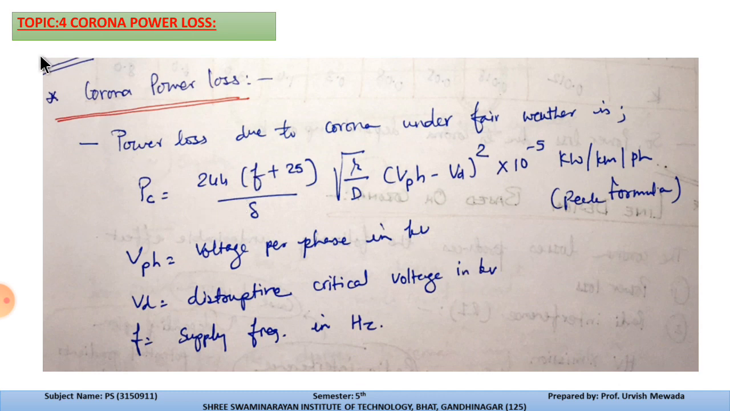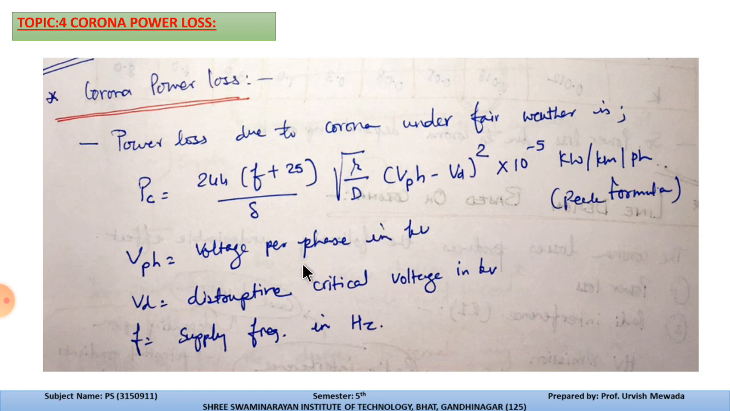Now this is topic number 4 in this chapter, corona power loss. Whenever corona occurs, we need to give additional voltage to fulfill the sending end to receiving end voltage ratio. Basically, power loss is due to corona under fair weather. If the weather is fair, then PC, the corona power loss, is equal to 244 by delta (f plus 25) under root of r by d, (VPH minus VD) whole square, into 10 raised to minus 5 kilowatt per kilometer per phase. So this is Peek's formula.